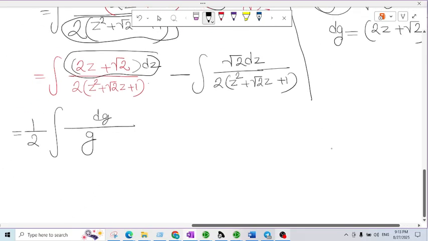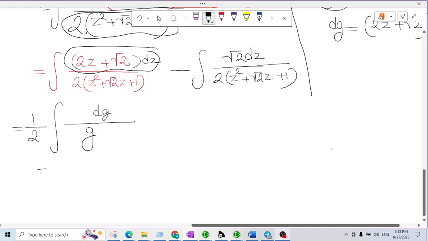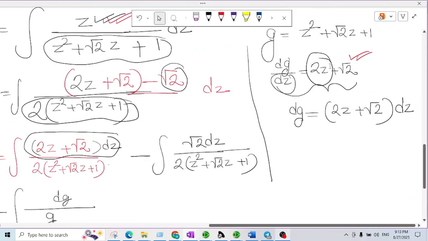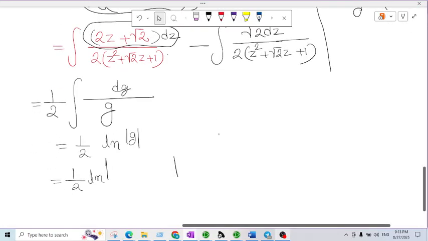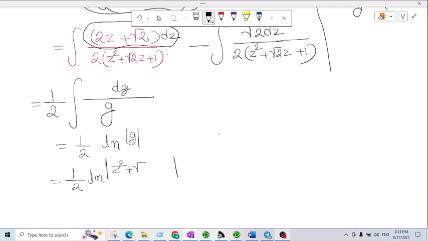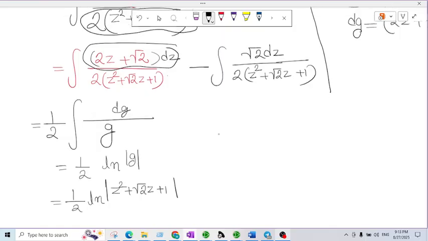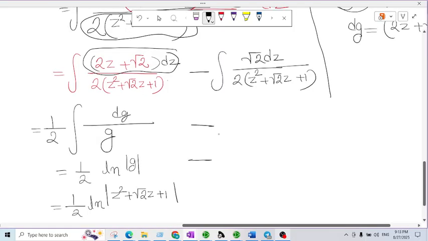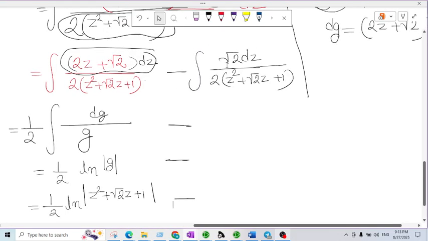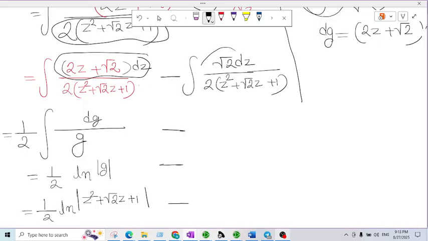And what is the integration of dg by g? This is simply equal to ln g, and let's write the value of g, and I will get z square plus root over 2z plus 1. Okay, so now I have to find the integration of the second term. So first of all, let's put this coefficient outside, and I will get root over 2 by 2.